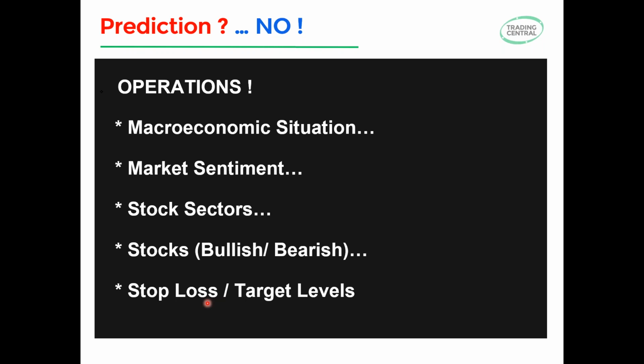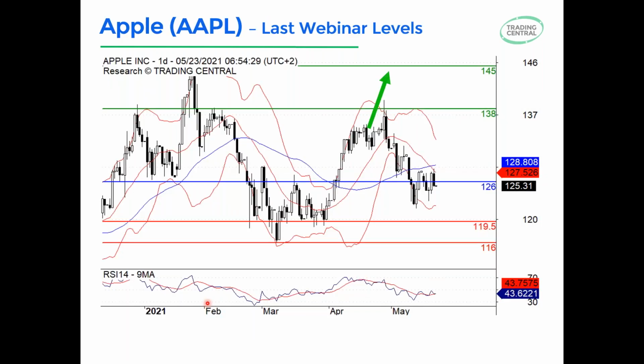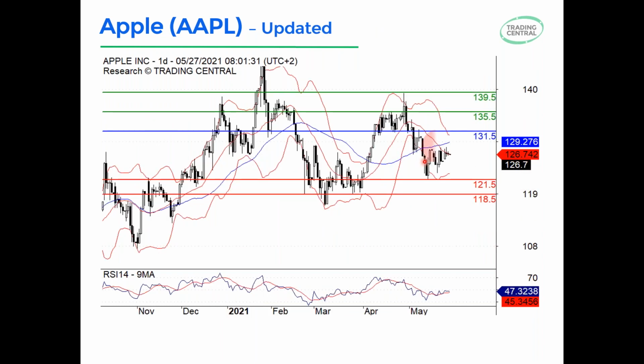Let's move forward. Now Apple. This is the chart, the levels I showed last month, April. We hit the first target, 138. And then it dropped back down. As you can see, this is an updated chart. It returned bearish at the moment because of the crossover. We call it a 20-50 crossover, crossing down. The 20-day moving average is crossing below the 50-day one. Not good. At least we are not bullish at the moment, I can say.